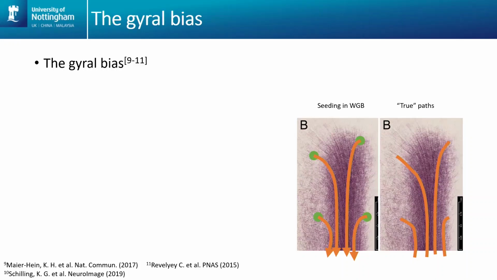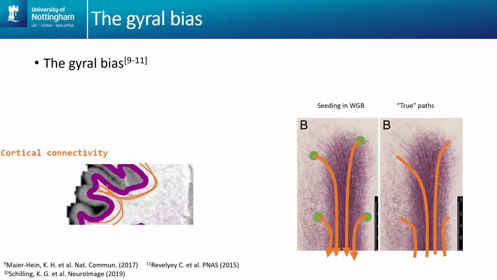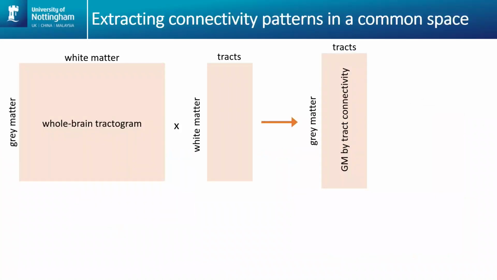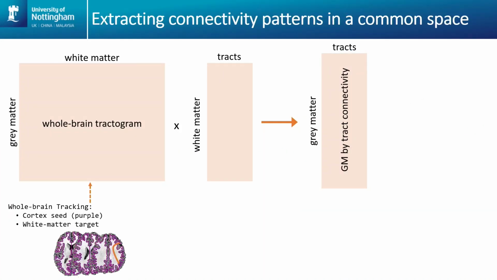So we can build a whole brain tractogram and then find the intersection between that tractogram at the cortex and our major white matter tracts from before to give us our white matter tract endpoints in the cortex. More specifically, how do we do that? So we build our whole brain tractogram, seeding from the white-gray matter boundary and targeting the whole brain white matter.